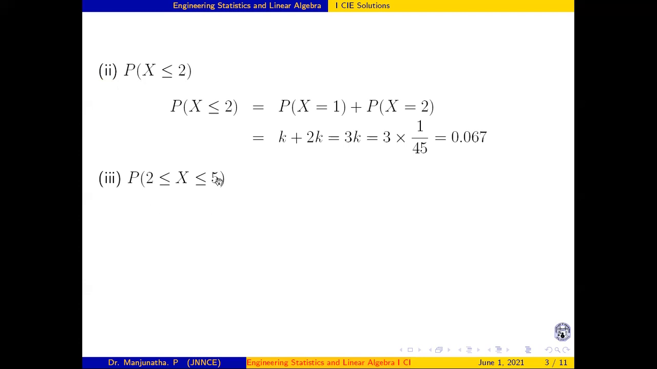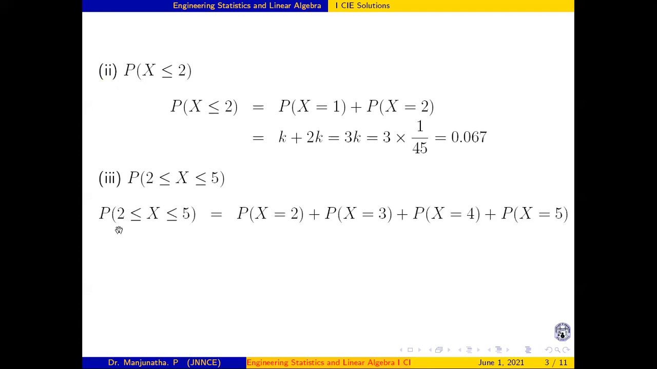Similarly, for part 3, the probability of 2 to 5, meaning x equal to 2, including 2 and including 5: 2 plus 3 plus 4 plus 5. The probability of 2 is 2k, then 3k, then 4k, and then 5k. That is 14k. 14 into 1 by 45 is 0.311.